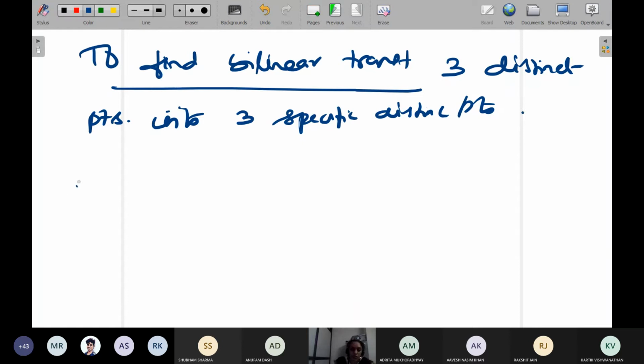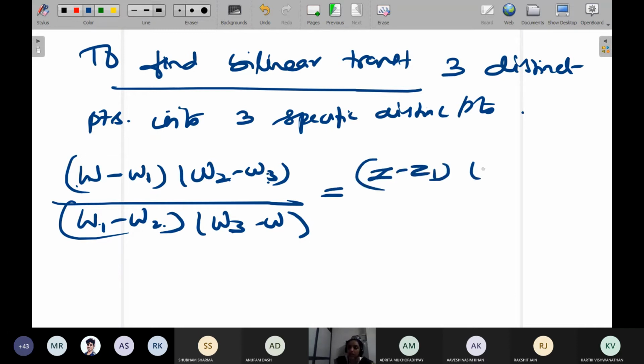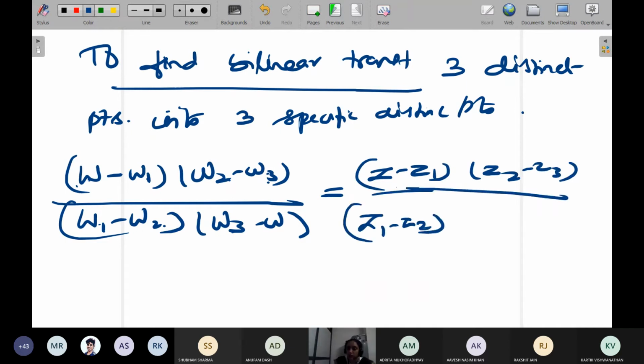The formula is, just concentrate. See, W minus W1 into W2 minus W3 divided by W1 minus W2 into W3 minus W. Just remember, W 1, 2, 3, 1, 2, 3, W. Every book has a different form. You can write it in any other form, but this will be easy for you to remember. Similarly, on the right hand side, you can write it as Z minus Z1 into Z2 minus Z3 divided by Z1 minus Z2 into Z3 minus Z. Again, the same form I have maintained, 1, 2, 3, 1, 2, 3, so that you can remember the formula easily. Is it clear?